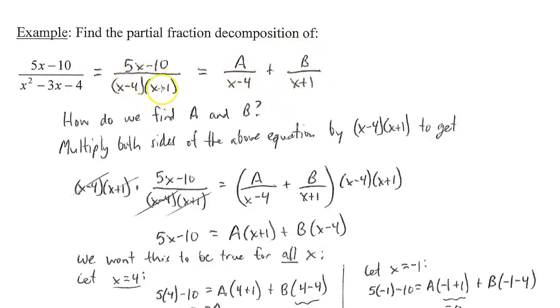We'll deal with situations later when we don't just have linear factors, and also if we have repeated factors. But how do we find the a and the b? Well, the idea is to take this equation and multiply both sides of it by x minus 4 times x plus 1. If we do that to the left-hand side, the denominator cancels completely, and we're just left with 5x minus 10.